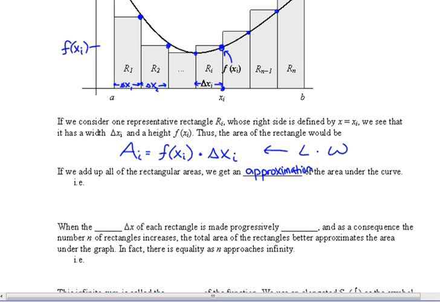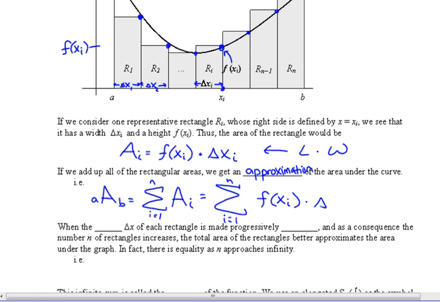What we want to do to get our area from A to B is take the sum of all these boxes: the sum from i equals 1 to the last one, which is n, of all these individual areas for all the boxes. We sum them up, and that gives us the area under the curve. This area, we already decided, was length times width: f of xi times delta xi.